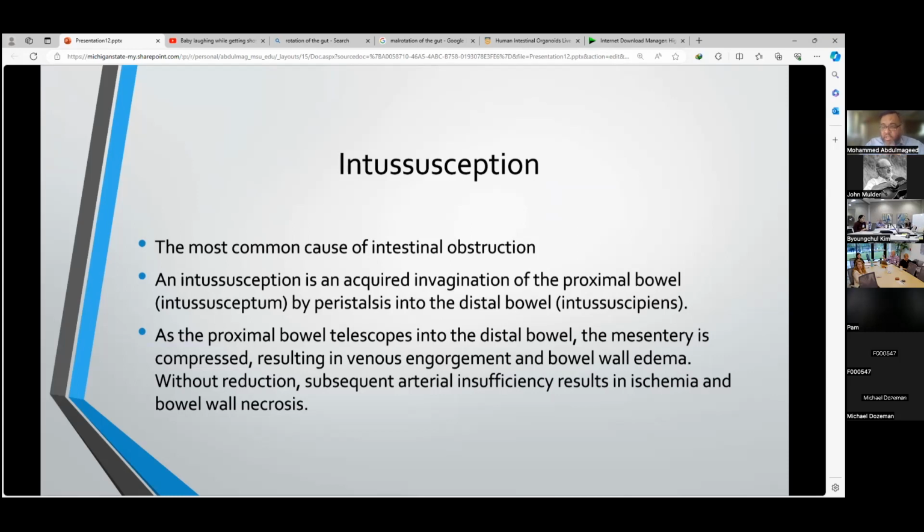Treatment is very easy. It's just reduction by an enema. It can be an air enema, just blow air there, so the invaginated loop will be pushed back, and this will go back to normal. Or sometimes we can use the barium enema that is used for diagnosis, which can also help in fixing the problem. So the enema can be both diagnostic and therapeutic at the same time.